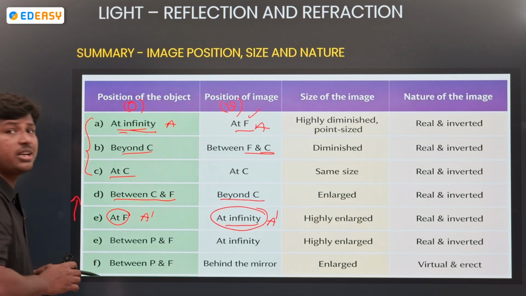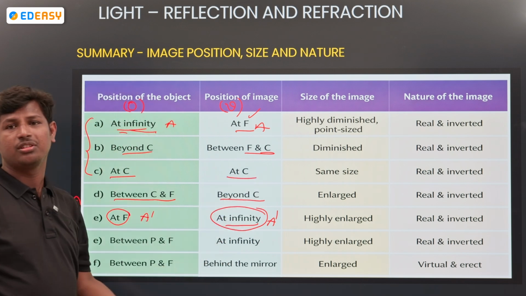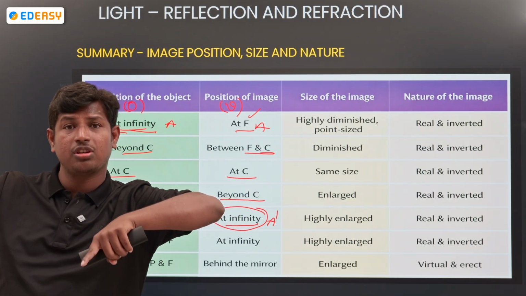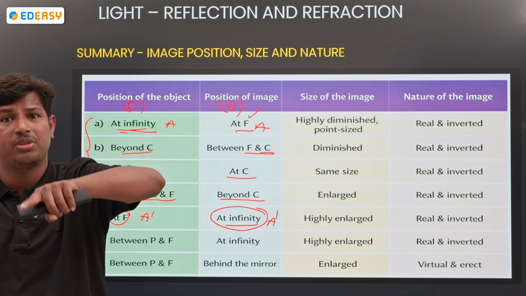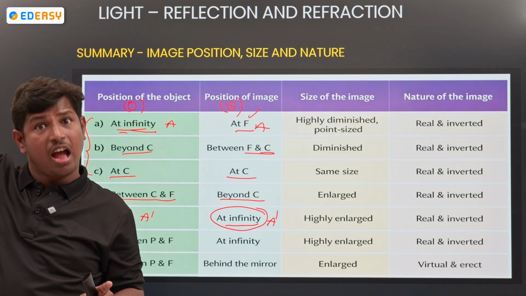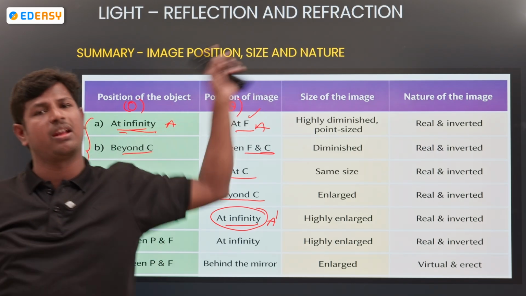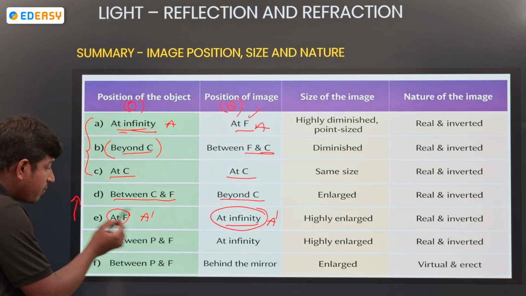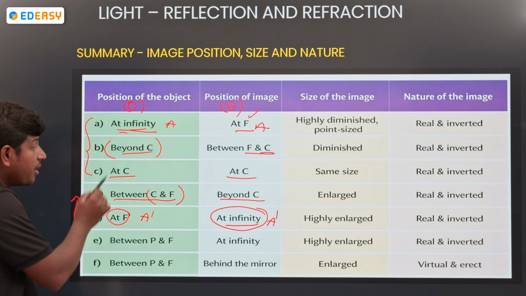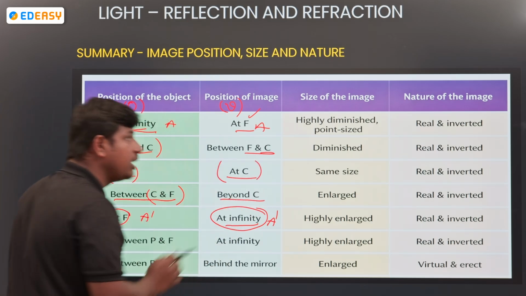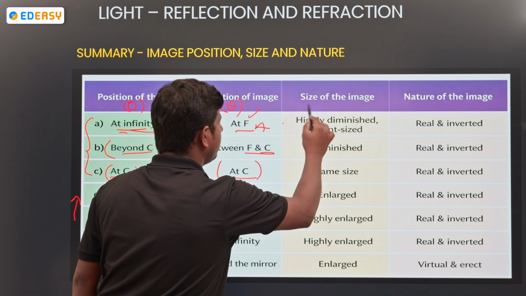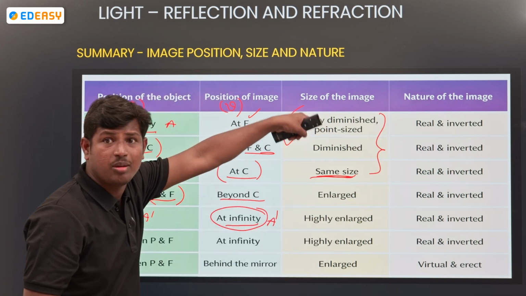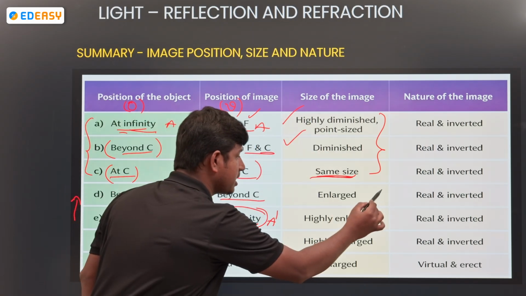Next, where is the object? At C. Where is the image? At C only. Clear? 3 points only. Infinity, F. If the object is at F, where is the image? Infinity. If the object is at infinity, you will get the image at F. Both are quite opposite. Beyond C, between F and C. Between F and C, beyond C. If the object is at C, the image is also at C. Infinity: highly diminished, diminished, same size. Up to here only diminished, diminished, same size. After same size: enlarged, enlarged, enlarged.